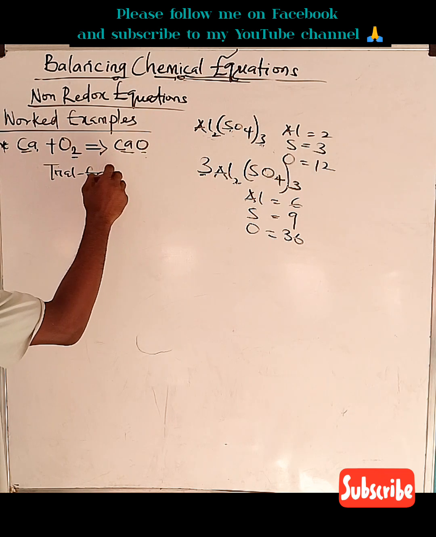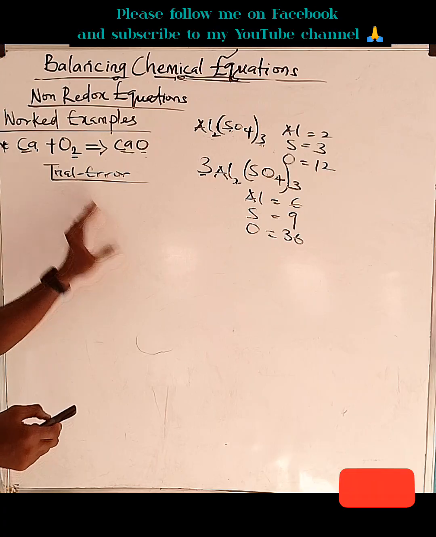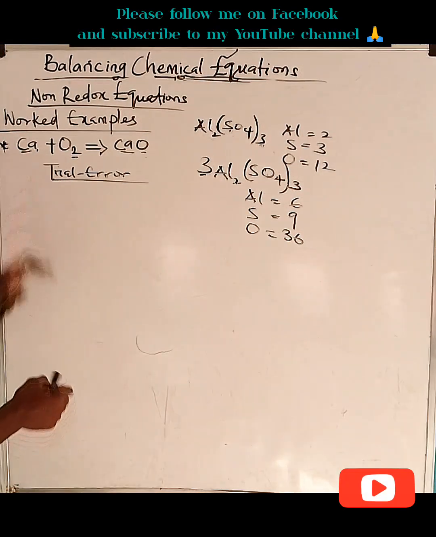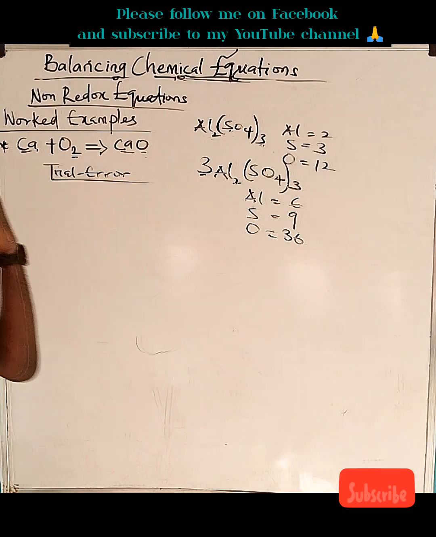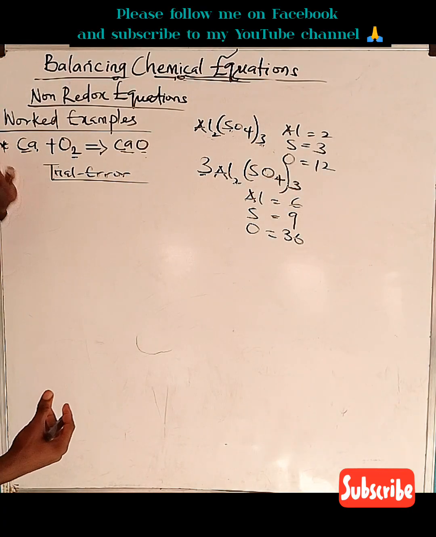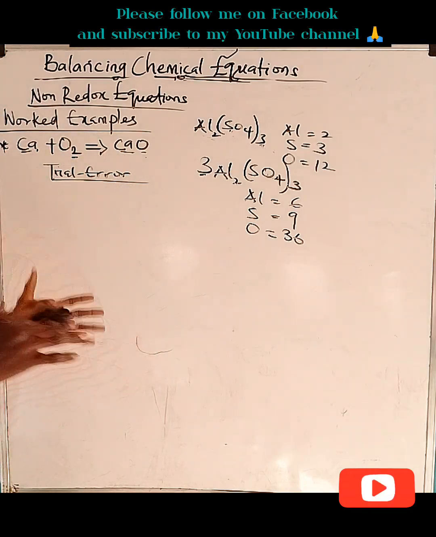The trial and error method. That's the first. It's very common. This method can easily work on simple questions, simple chemical equations, just like the one you're solving. So you're going to try the various coefficients. You're going to attach some of them to the reactant and some to the product to try to balance out the whole thing.